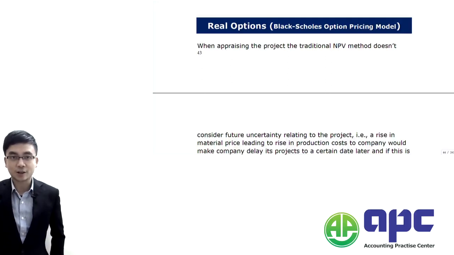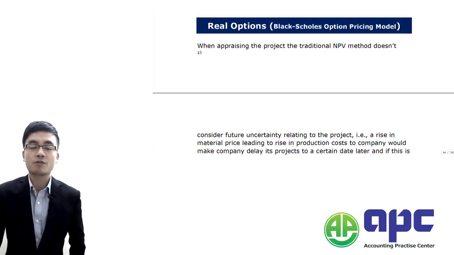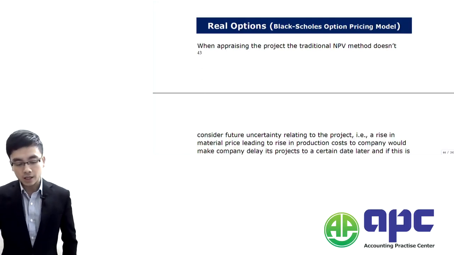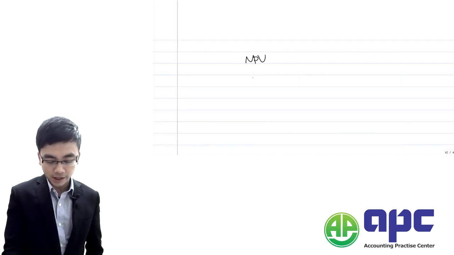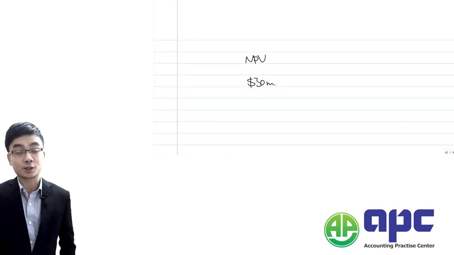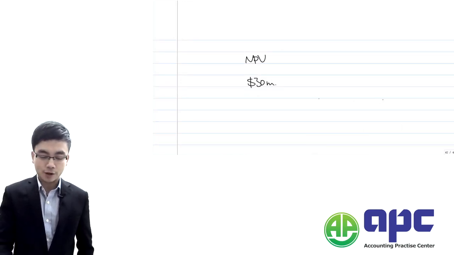So now let's look at the real options. So we've looked at the NPV as the measure to appraise your project. So for example, if the NPV of this project tells you after doing this project, you can get $30 million back. Not a problem, okay.